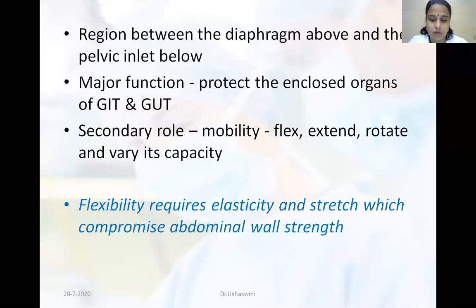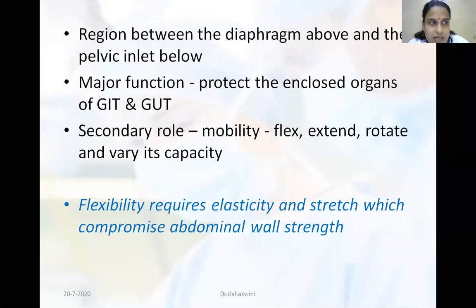Okay, now coming to the abdominal wall. The abdomen is a region between the diaphragm above and the pelvic inlet below. The diaphragm forms the roof of the abdominal cavity and separates the thoracic cavity from the abdominal cavity. The thoracic cavity has a negative pressure, whereas the abdominal cavity has positive pressure. So any weakness in this diaphragm, the roof of the abdomen, can cause the drawing up of the bowel into the thorax down this pressure gradient from the positive to the negative side.